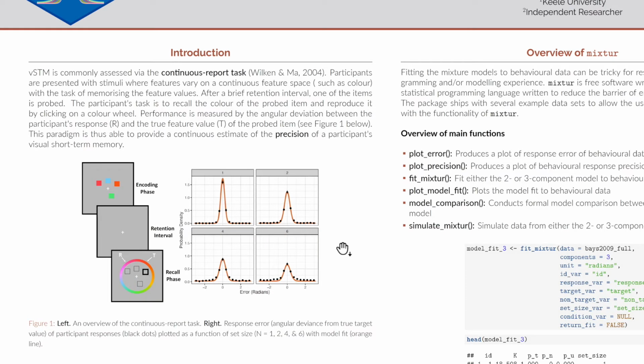We can plot the participant's response in terms of its angular deviation, here plotted in terms of the error in terms of radians, away from the true target value 0 for a series of trials.